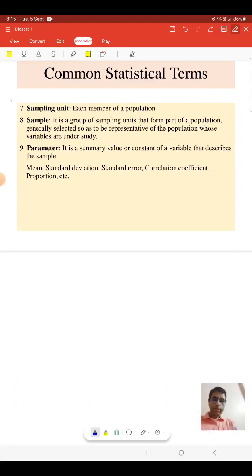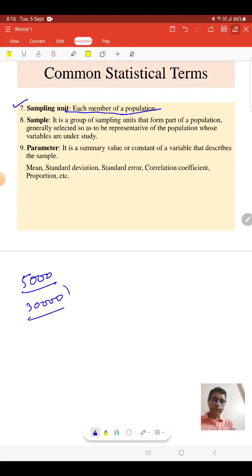Now the next terminology, sampling unit. Each member of a population, or observational unit, is the same thing as a sampling unit. When we go for sampling, we first define a finite population, say 5000, or 30,000 population in the PHC area. They are sampling units. Out of that, based on some criteria, we choose a group of sampling units that form part of the population. So a part we shall choose as the study sample.